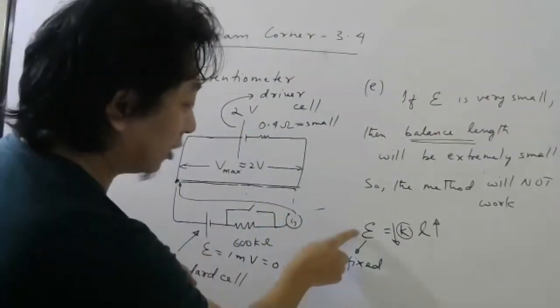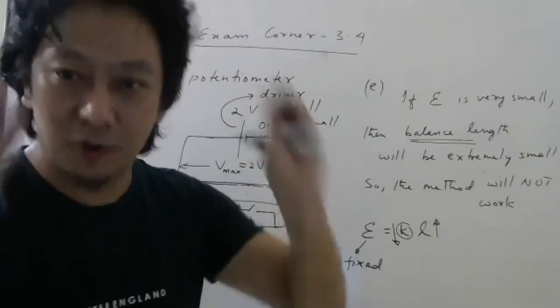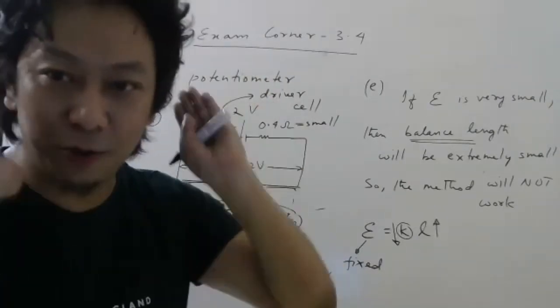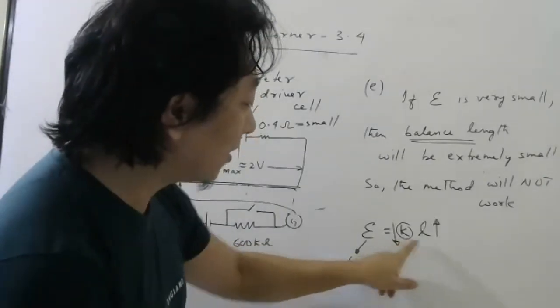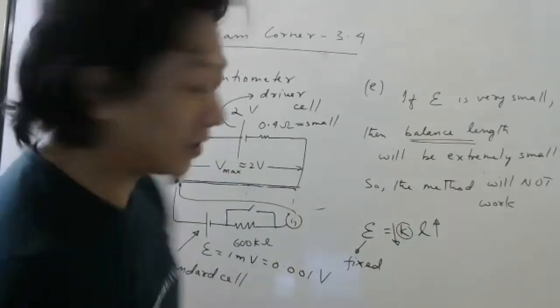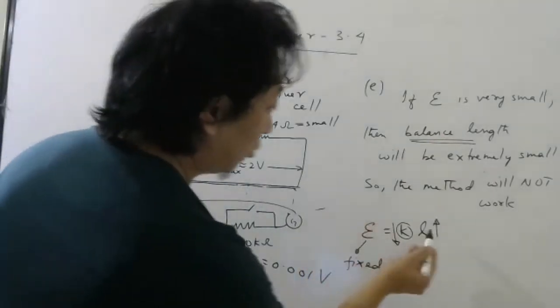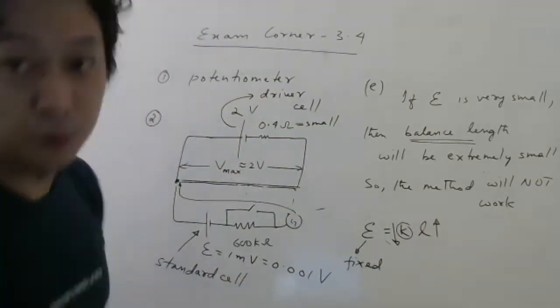This is fixed. Now this you want to measure. This is fixed. You want to measure 0.0001 volt, 1 millivolt you want to measure, fixed. But if you don't make this very small, then this will be very small. Therefore, balance length will be difficult to measure. So if this is fixed and you want to increase the balance length, you have to decrease the potential gradient.